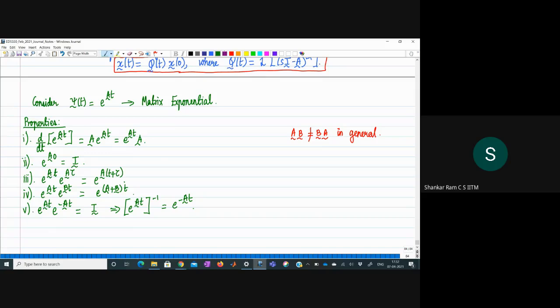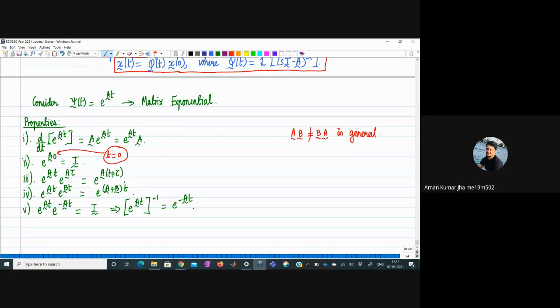Now having learned these, any questions? Sir, what is that A0? A0 means time t equals 0. Got it. You substitute t equals 0, the initial condition, initial time.